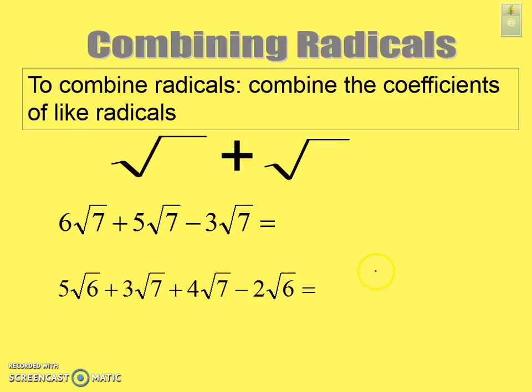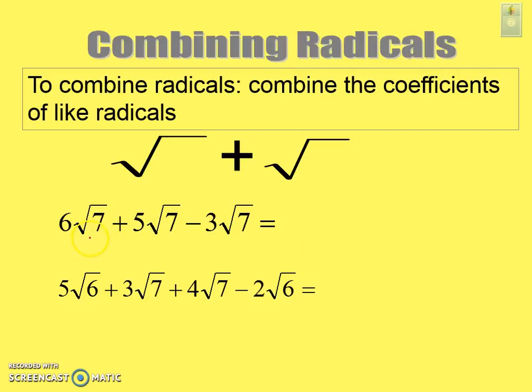So today we're going to be talking about combining radicals. And just like any other work that you've done before with combining like terms, variables, exponents, and all that good stuff, we only want to combine radicals if they have the same thing underneath the radical. So we are going to combine the coefficients of like radicals to simplify.